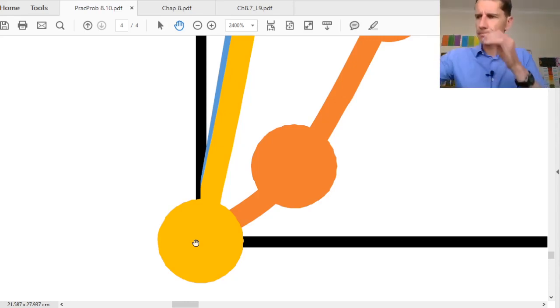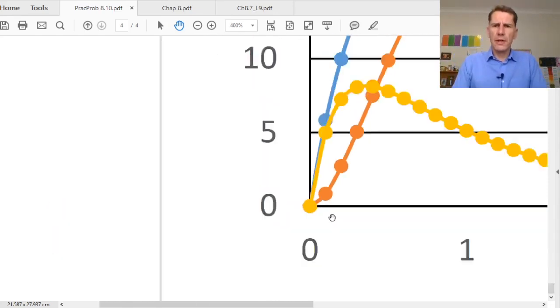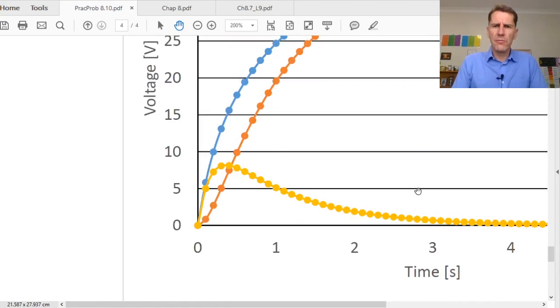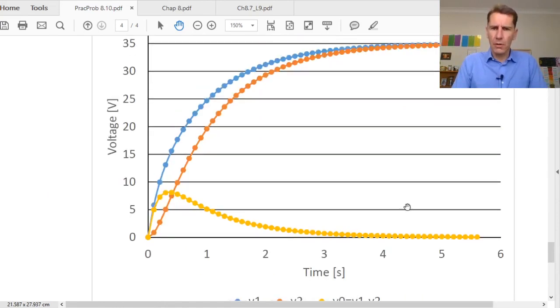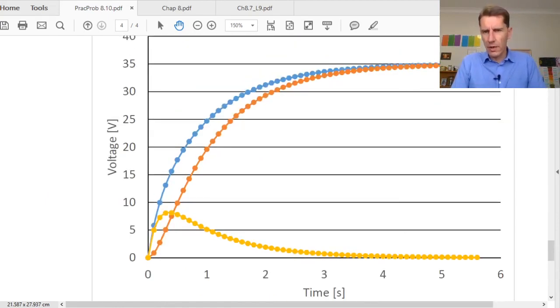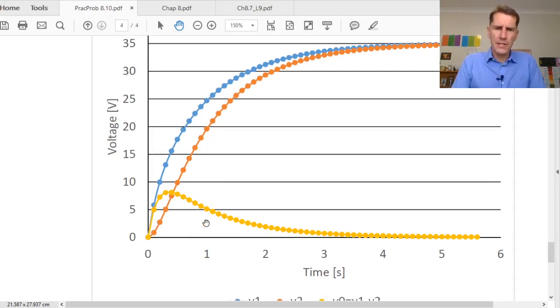So they charge, but their voltages are never exactly the same until, well, not a very long time. About 5 seconds there. After 5 seconds, they both have the same voltage. So what we've got in this yellow is our V0, the one that they're actually looking for.